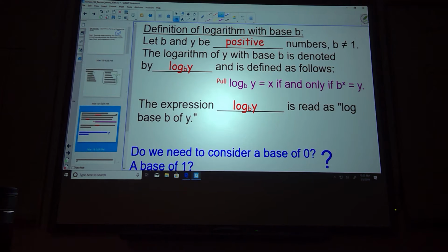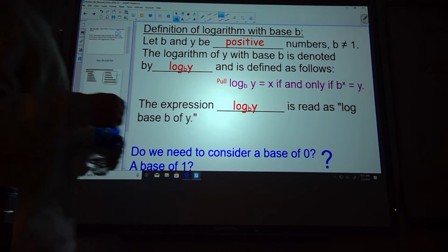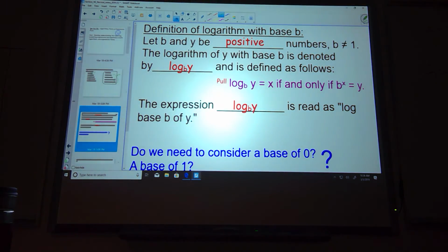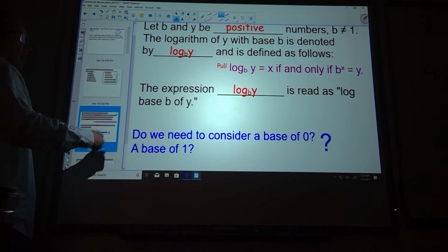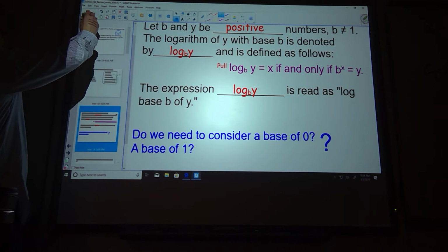Do we need to consider base of 0? No, that should be undefined. Do we just need to consider base of 1? No. That's just a number. If you had 1 to whatever exponent, you're just going to get 1 out, even if 0 is hanging out in there. Okay? So let's try and clear this up a little bit.